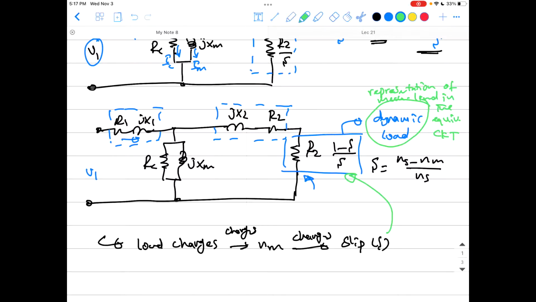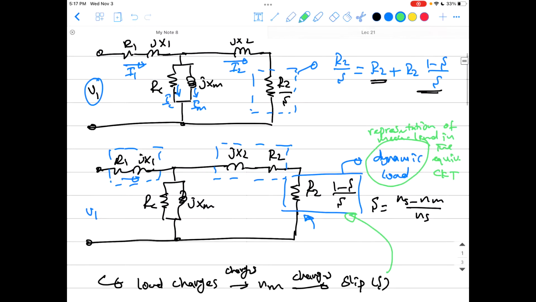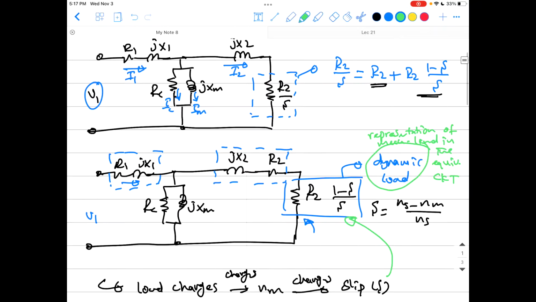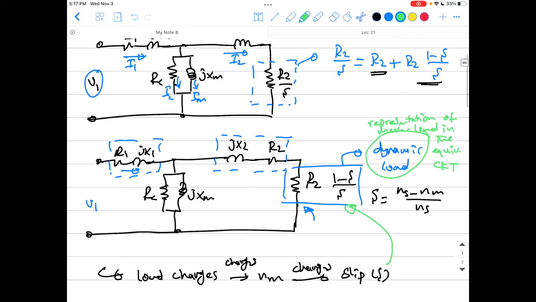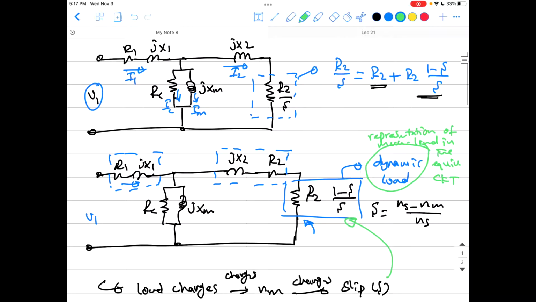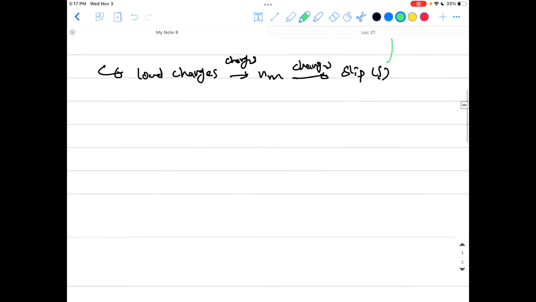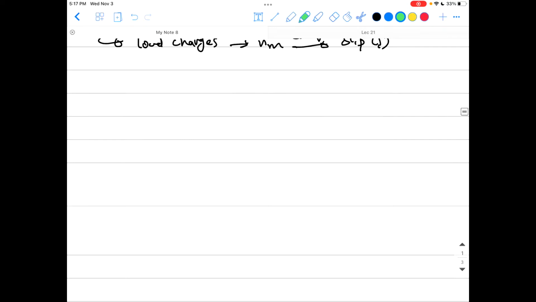Okay, guys? So you can use either of those two circuits, that's fine. They are pretty much equivalent. We just separated R2 over s into R2 plus R2 times (1 minus s) over s, just to be more and more like the transformer equivalent circuit. Okay, guys?